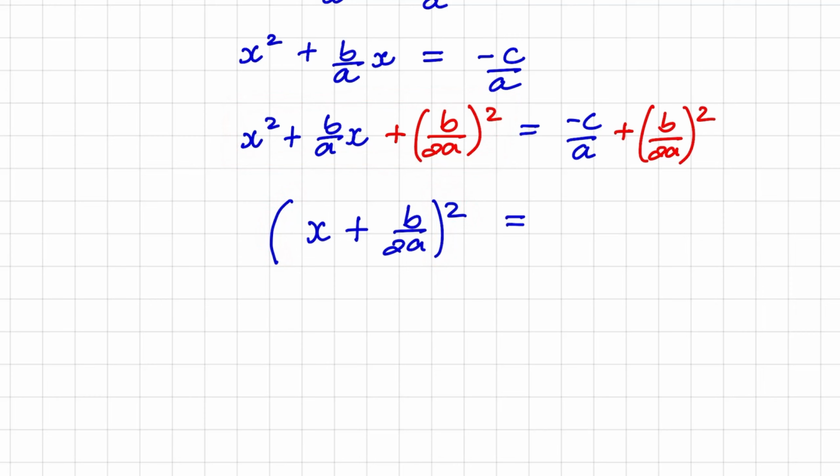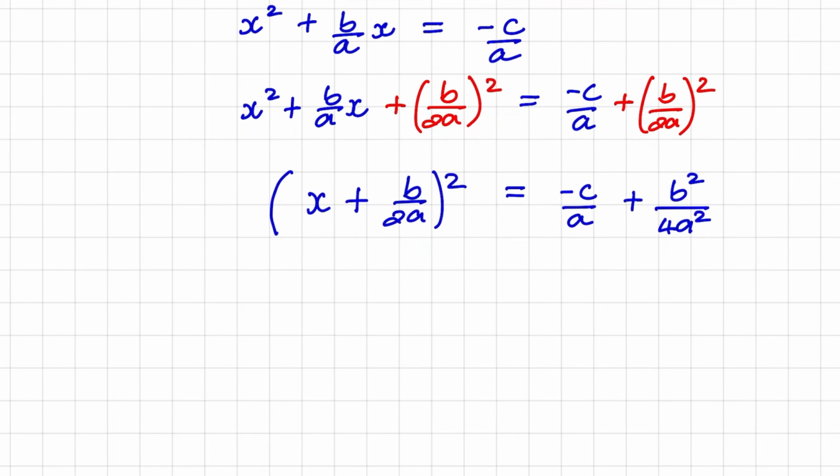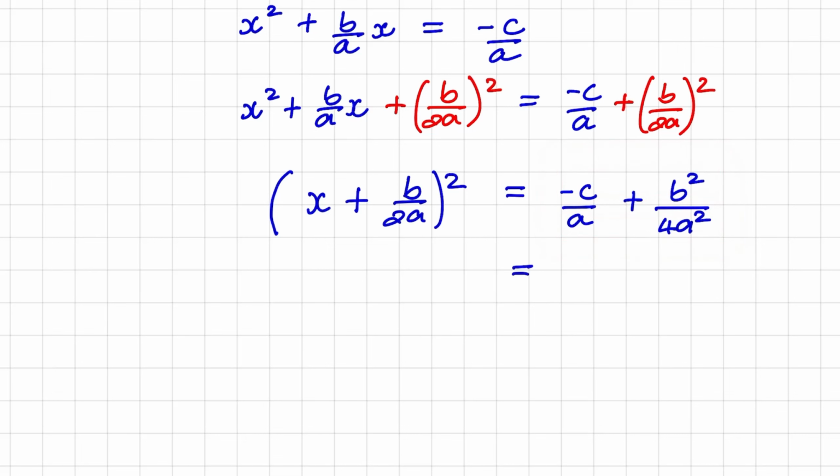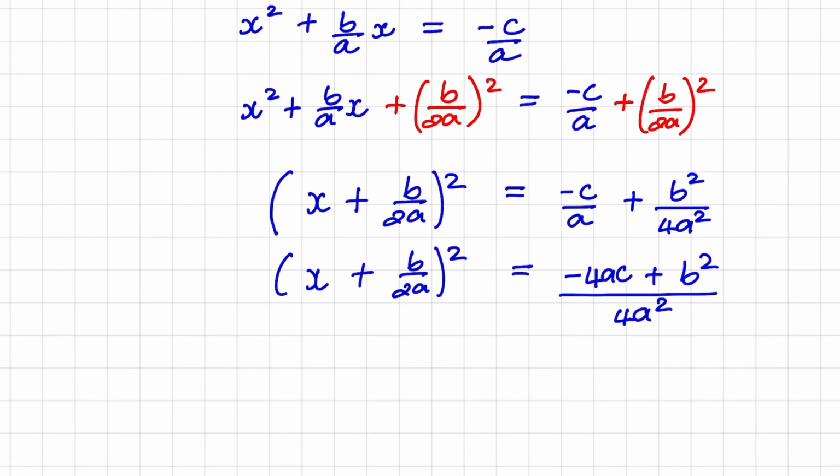And I can also simplify the right-hand side. So it will be negative c over a plus b squared over 4a squared. So before I take the square root on both sides to get rid of the square, I would simplify these fractions by creating one single fraction. So that means I would have x plus b over 2a squared, and on the right hand side I'll create a common denominator of 4a squared. That means I need to multiply negative c with 4a, so I'll have negative 4ac plus b squared.